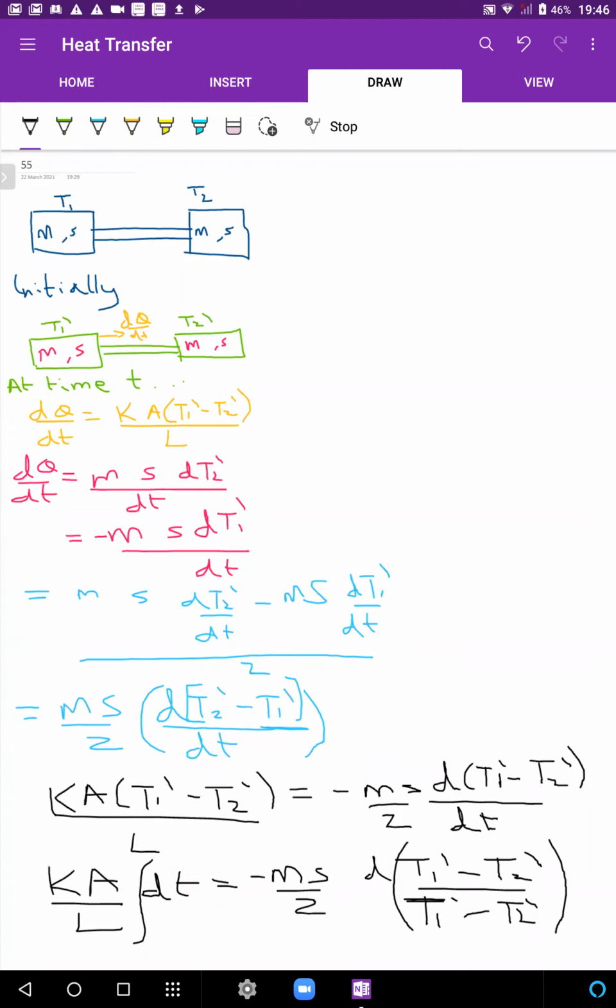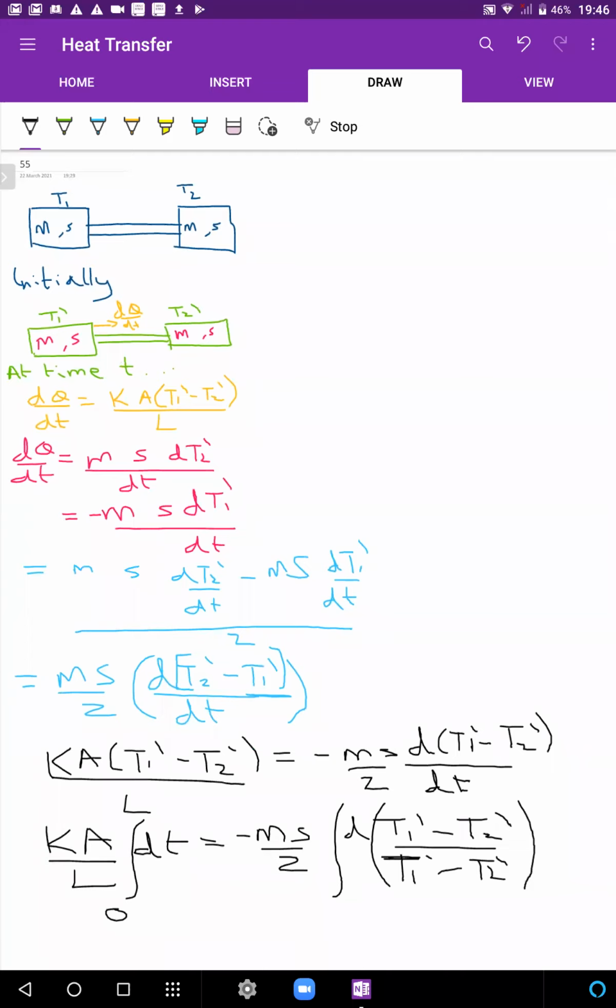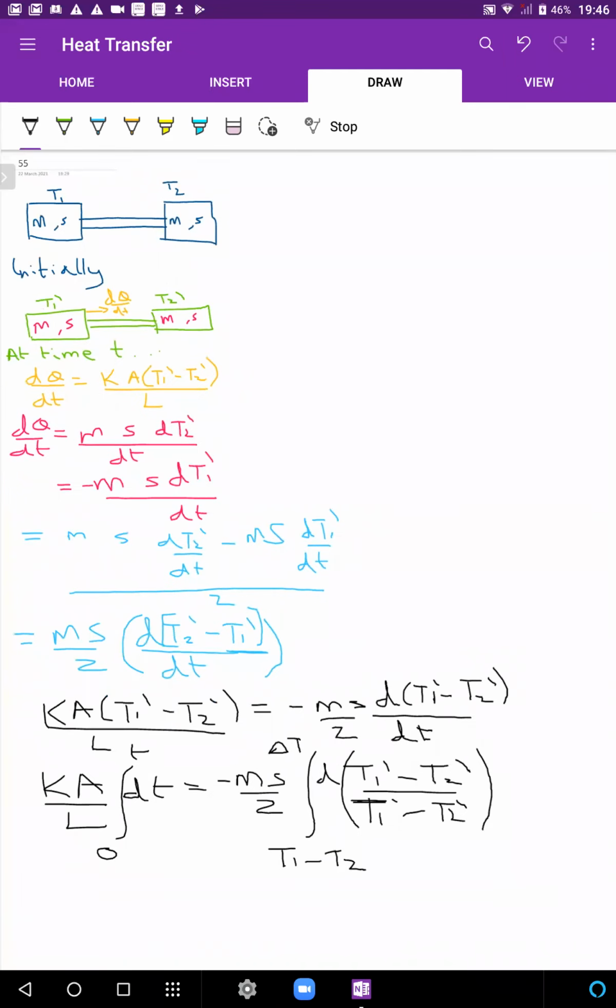Separate the variables and integrate both sides. At t equal to 0, the temperature difference was T1 minus T2. And at t equal to T, the temperature difference is, let's just say, delta T. So we wanted delta T as a function of time. So T1 and T2 were the initial values.